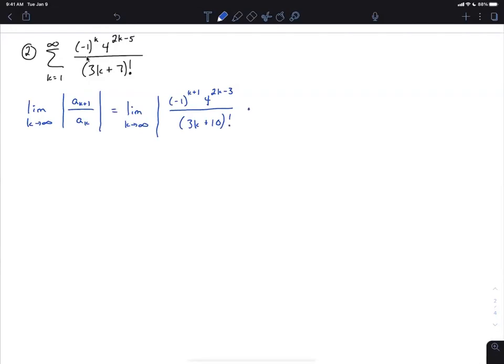And now we're going to multiply by the reciprocal of a sub k, but I want you to think about this for a minute and see if you can figure out how I got this. So don't tell me yet, but figure out how come this is what a sub k looks like. Why is this a sub k plus 1? And then a sub k flipped over is this.